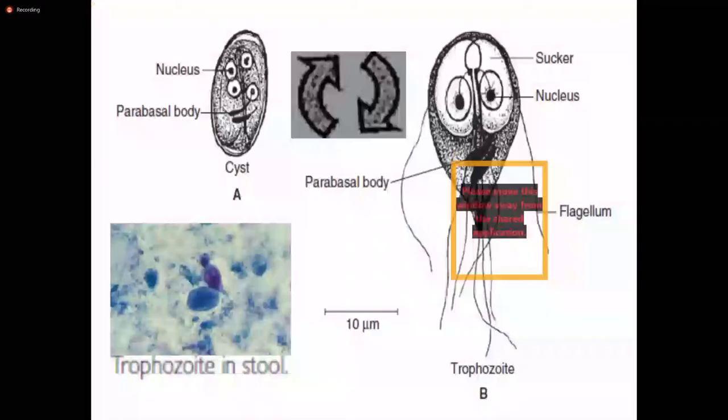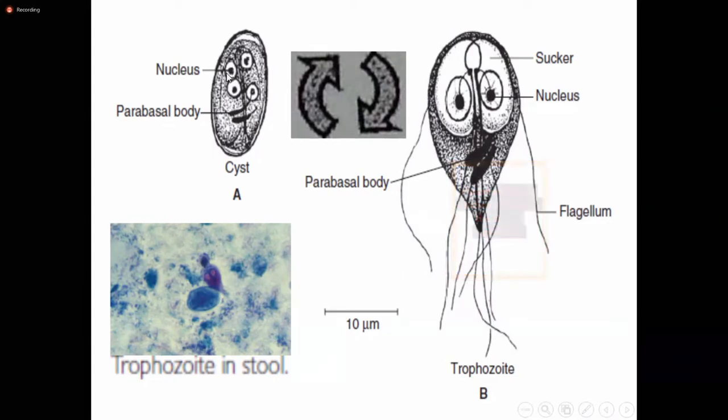The cyst form has 4 nuclei. Look at them. The parabasal bodies are also present. The axostyle is also present in the middle, these 2 lines. But remember, 4 nuclei in the cyst. The cyst can turn into a trophozoite, and the trophozoite can lead to a cyst. You can see the trophozoite here with staining in the stool. Very clear: 2 nuclei, similar to a face.